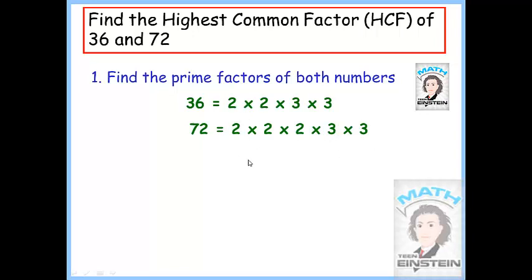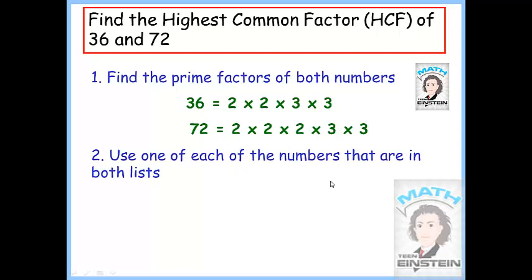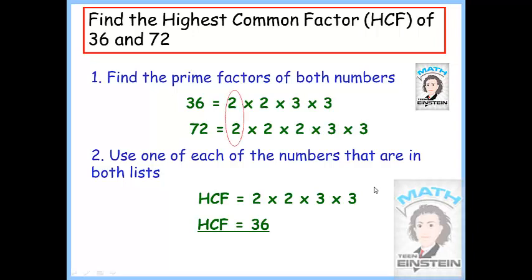Now you compare both. To find the HCF, use one of each of the numbers that are in both lists, common to both. Take the numbers which are common for both. Here it is 2 times 2 times 3 times 3. How did you get this? See, 2 is common, another 2 is common, 3 and another 3. So we have taken all the common factors for both. Multiply together, you get the highest common factor.